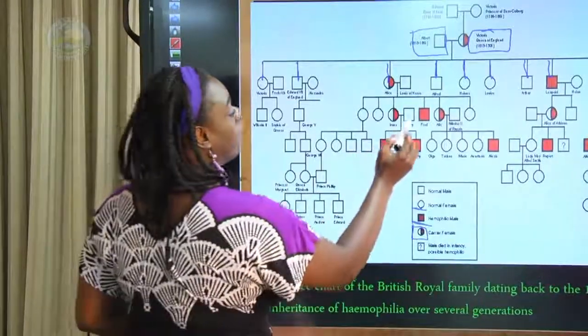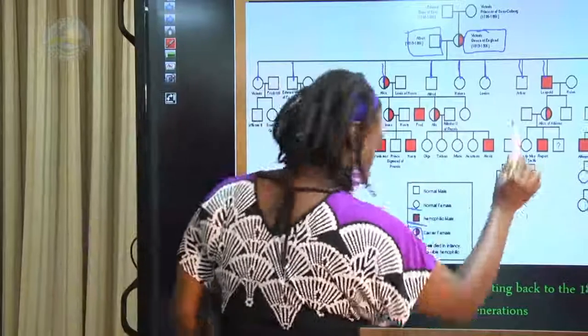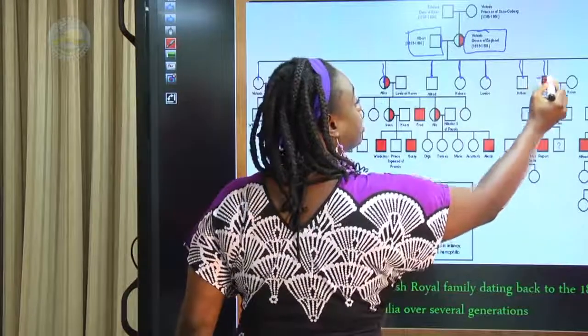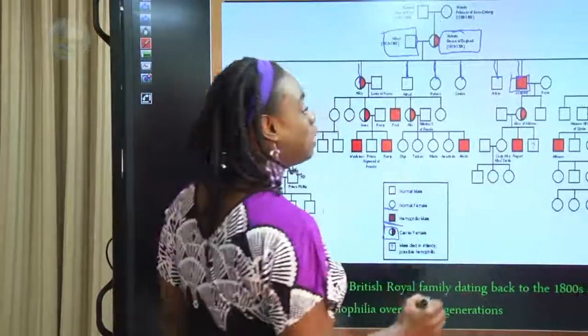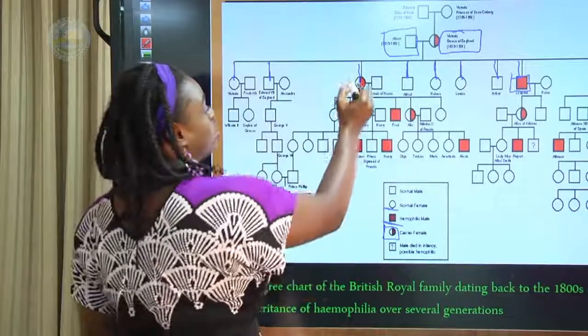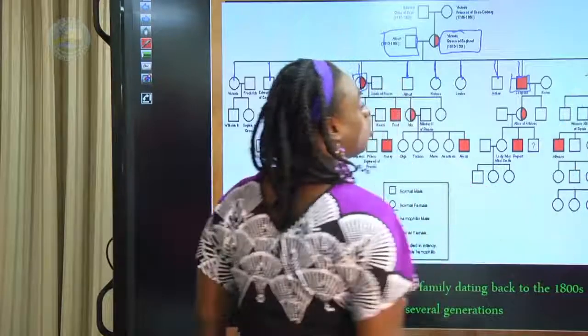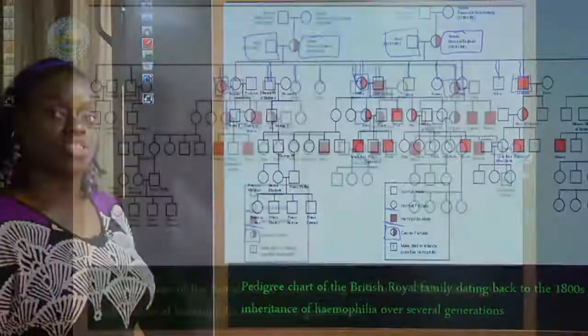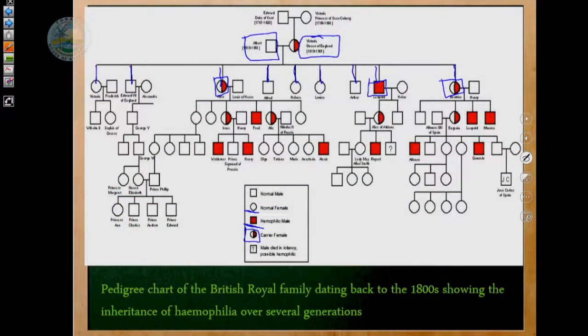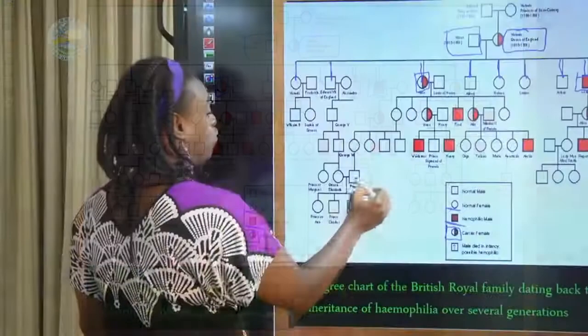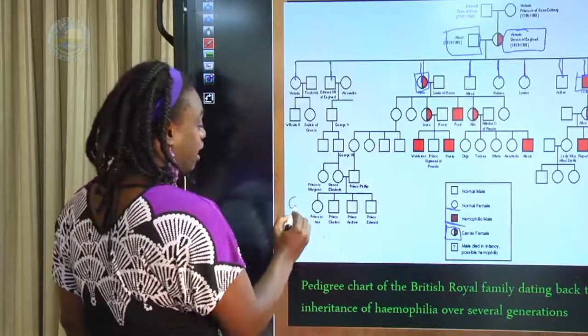Okay, so of her 9 children, she had 1 son who had hemophilia. However, she had 2 girls who were carriers of the disease. And just to point out, this follows 1, 2, 3, 4, 5, 6 generations here.